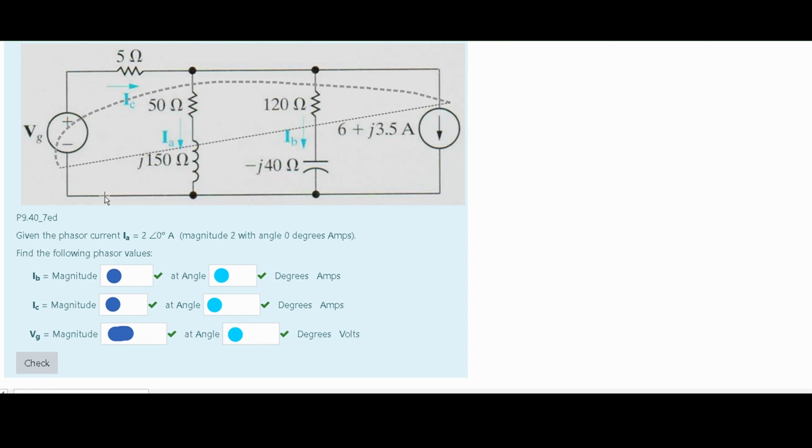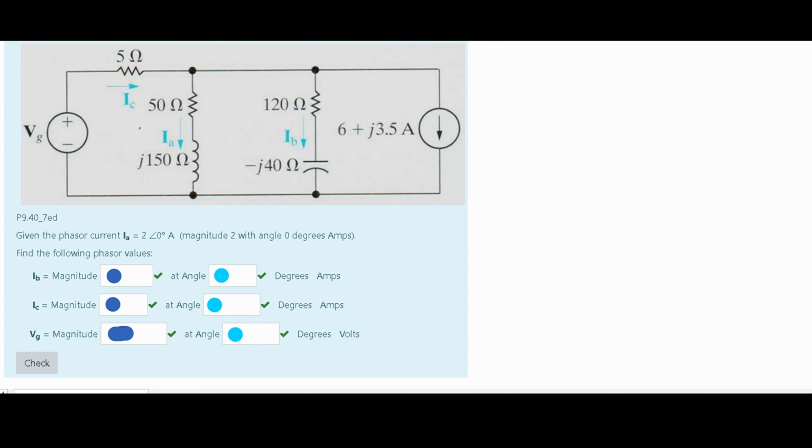In this problem, we are given the following circuit diagram here. We are also given a phasor current, I of A, is equal to 2 with our angle of 0 degrees, and we are asked to find the following phasor values for our I of B, I of C, and V of G. To start this off, I'm going to plug in what we know.